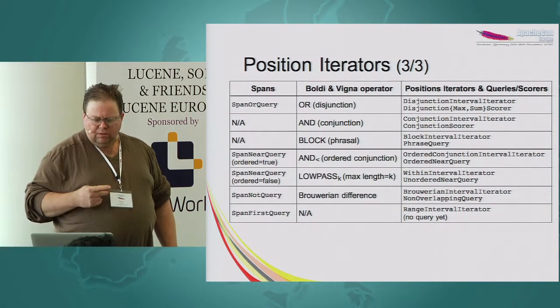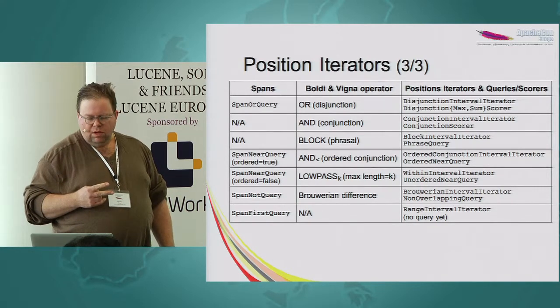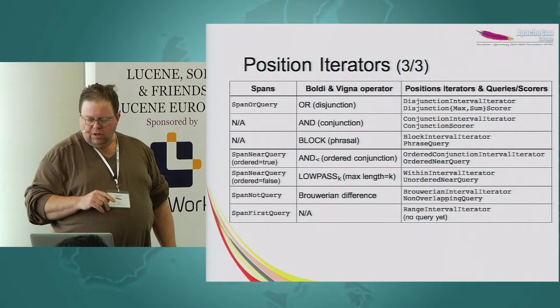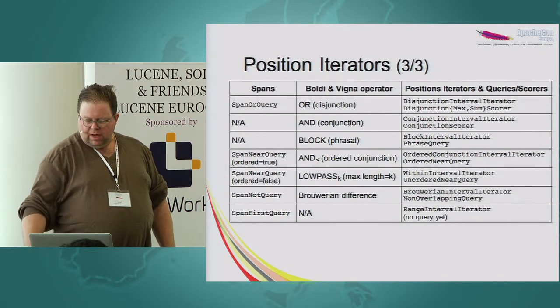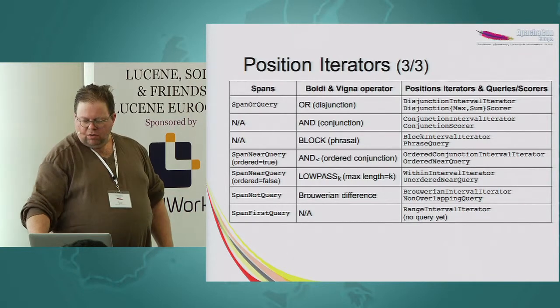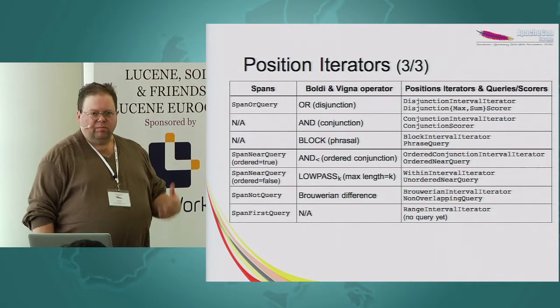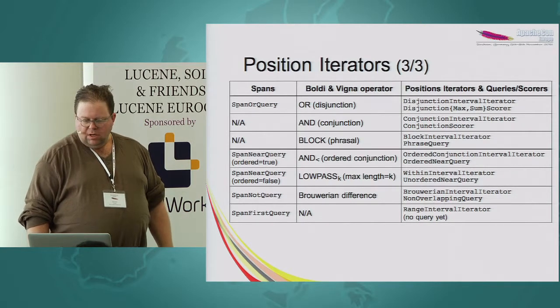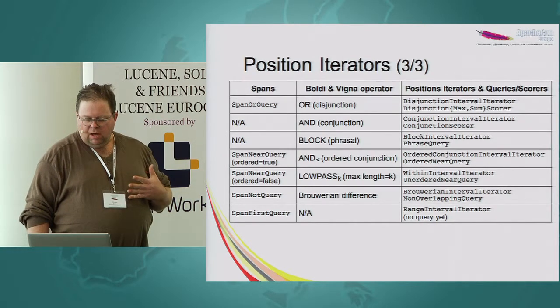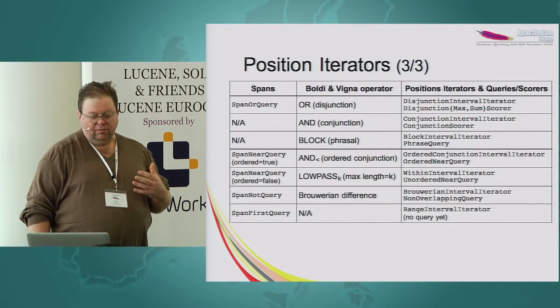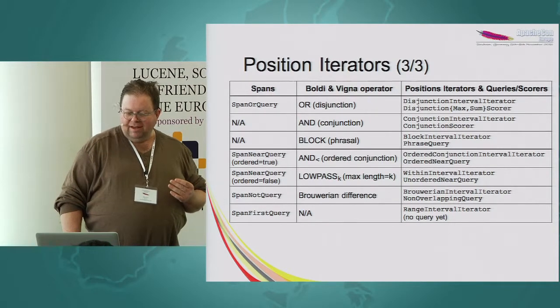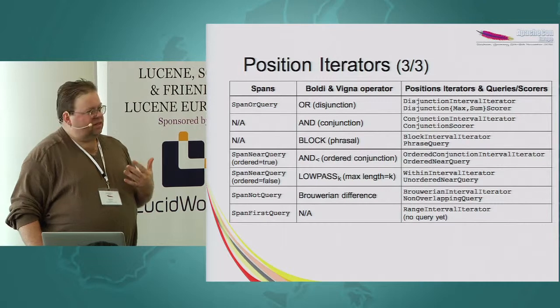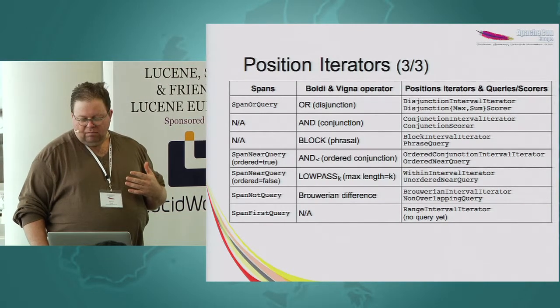Span near query comes with an option to match either in order or out of order, and these correspond to these two separate Boldi-Vigna operators and the ordered and unordered near queries that are implemented as part of the position iterator's work. The span not query, which Boldi-Vigna call the Brouwerian difference operator, I'm sure I'm not getting that pronunciation correct, is implemented as the non-overlapping query.